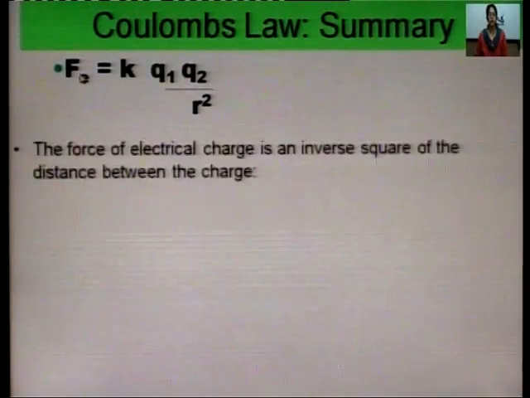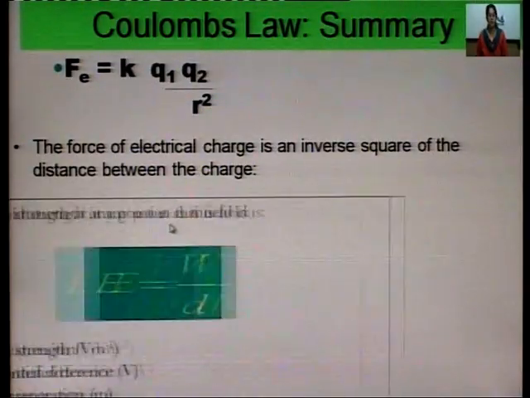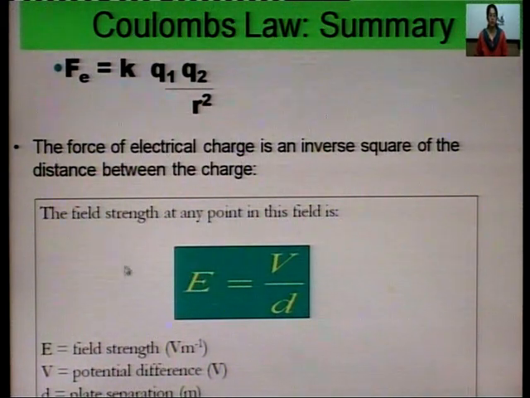Now let's summarize Coulomb's law. Force is given as K Q1 Q2 upon R square. The force of electrical charge is an inverse square of distance between the charges. So force is inversely proportional to R square, the distance between the charges. Now field strength can be given as E equals V upon D, where E is electric field, this is field strength, measured in volt per meter. V is potential difference and D is the distance between the plates, the plate separation. In the coming slides, we will define what is potential, electric field and electric field strength.